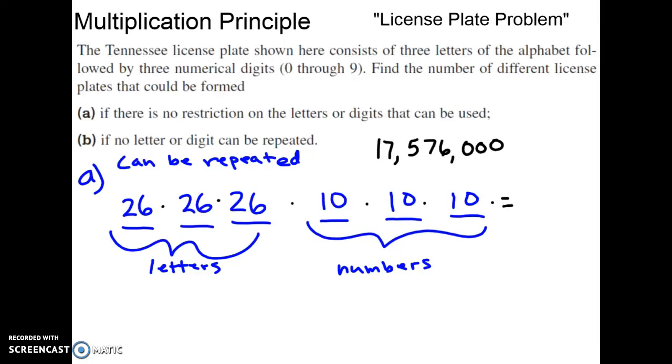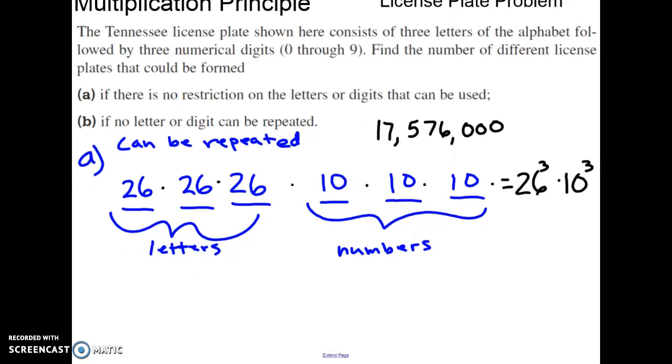And really, another way we could write this is we could say it's 26 to the third times 10 to the third if we wanted to write a little bit of shorthand. So if they can be repeated, it will be 17,576,000. But I do want to move on to B because it's going to change a little bit.